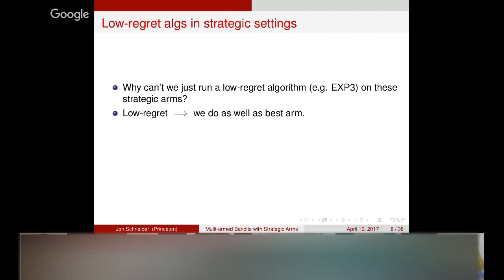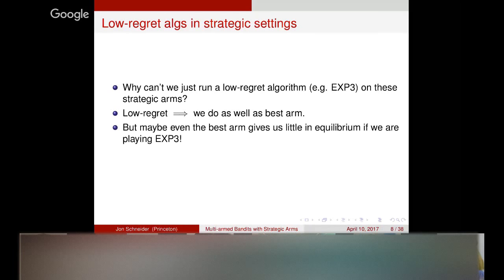Or you might just say, okay, the strategic setting is a subcase of the adversarial setting. So if it does well in the adversarial setting, it should do well in the strategic setting. So that's true, but low regret just means we do as well as the best arm. And it's possible that after all these arms are strategic and converge on some equilibrium, even the best arm might give us very little if you run something like EXP3. Okay.